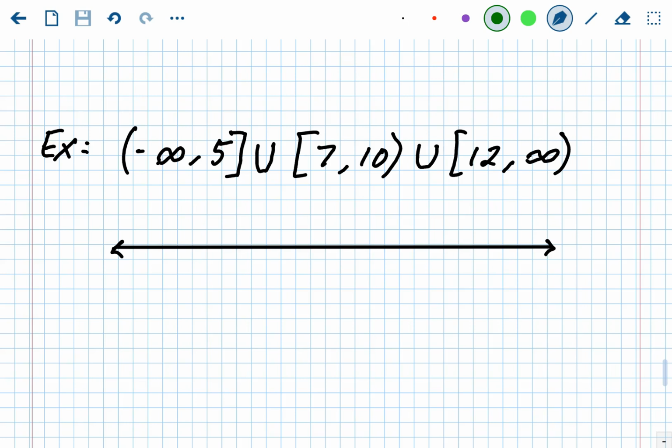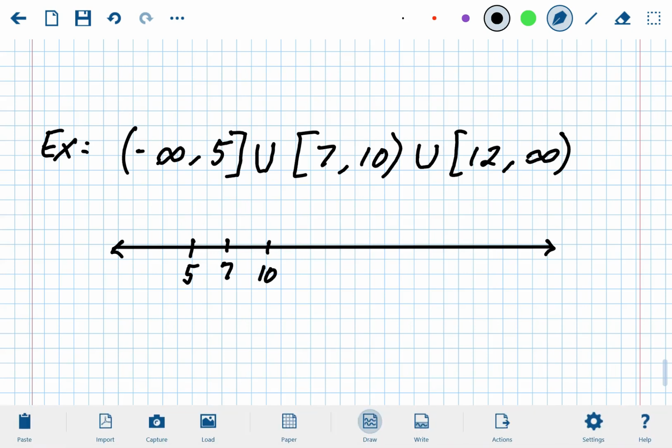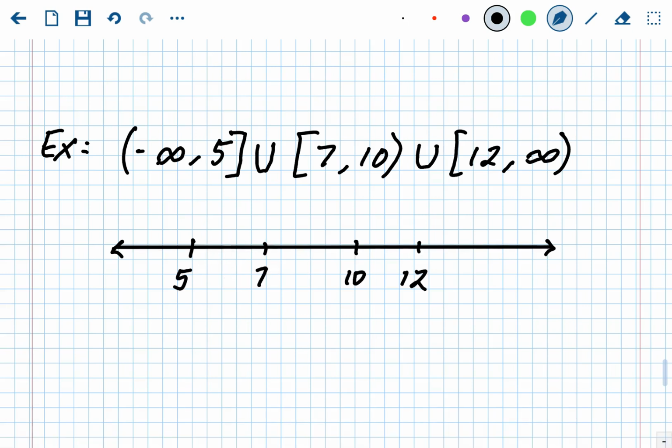Okay. So on this graph, we're going to need all the numbers that are included as endpoints. You don't graph negative infinity. We will graph 5 and 7 and 10 and 12. I'm going to spread these out a little bit. Okay, so those are my endpoints. I spread them out just because it's such a long line. All right, and go piece by piece, one interval at a time.